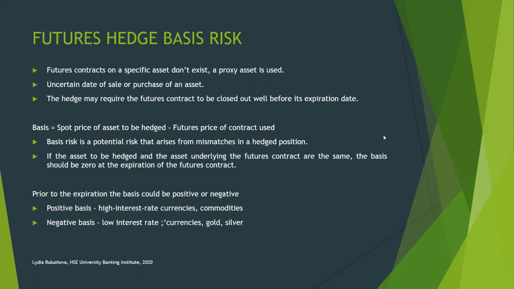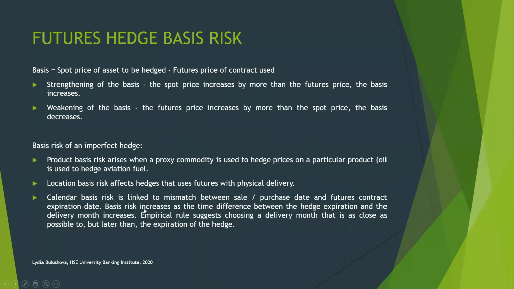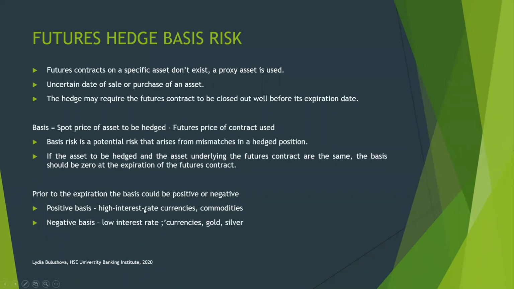If we talk about commodities, let's examine what a basis risk is on a commodity example. Positive basis. Here's the definition of basis. Spot price of an asset must be a little bit bigger than the futures price of the contract. Spot price is higher than the futures price.